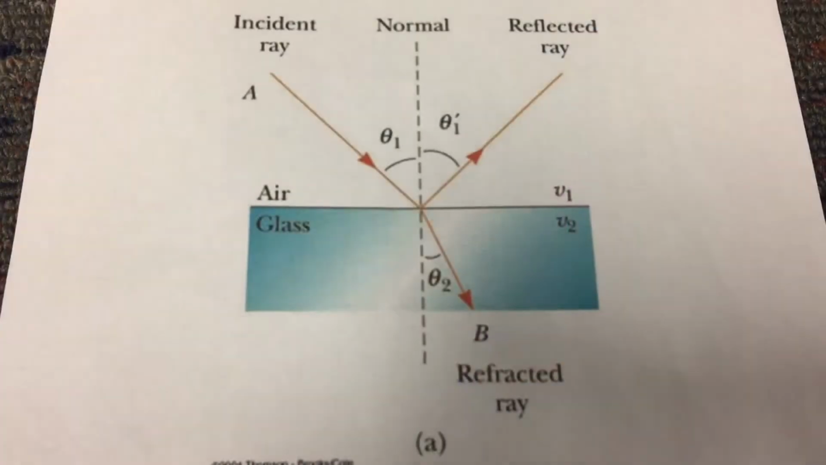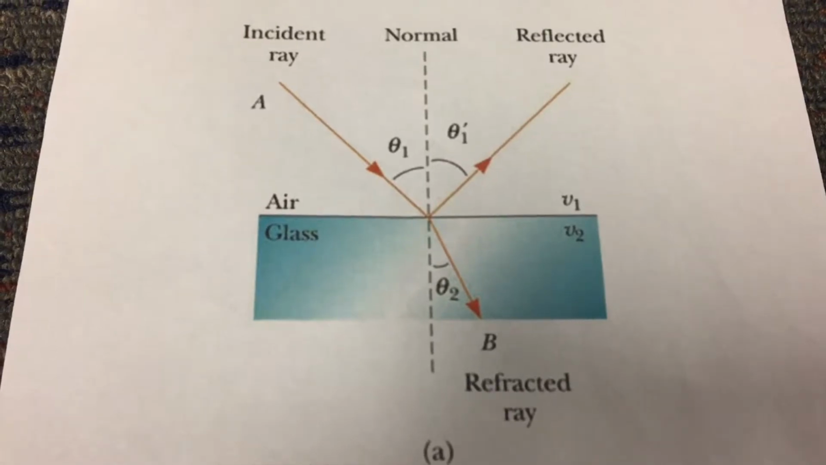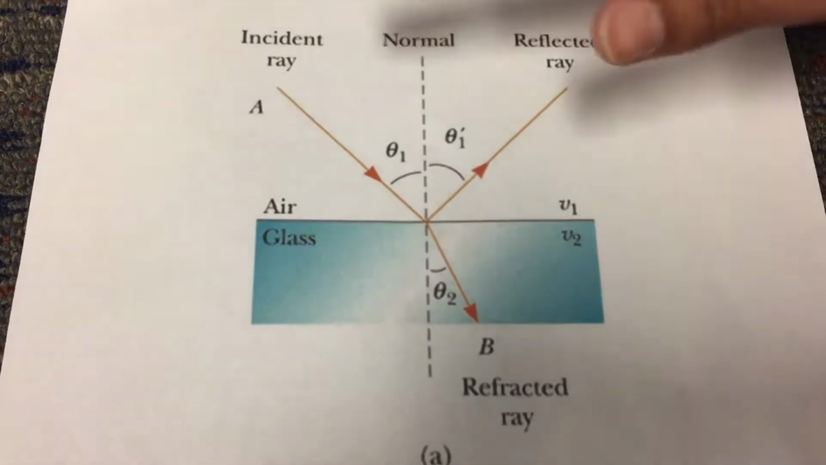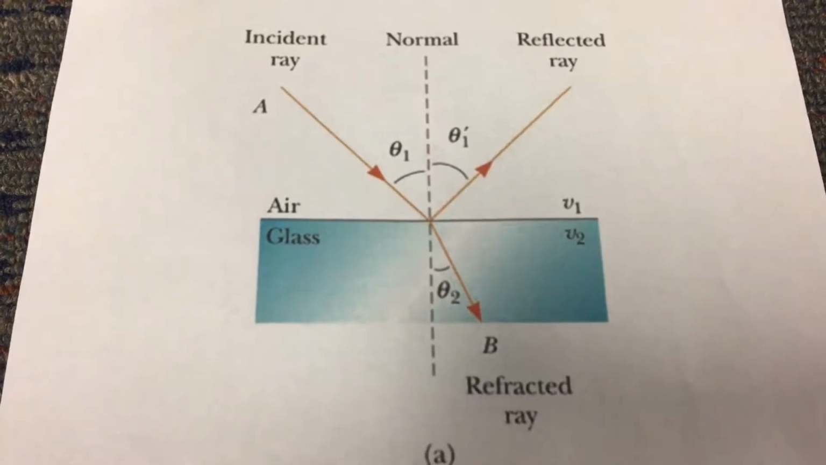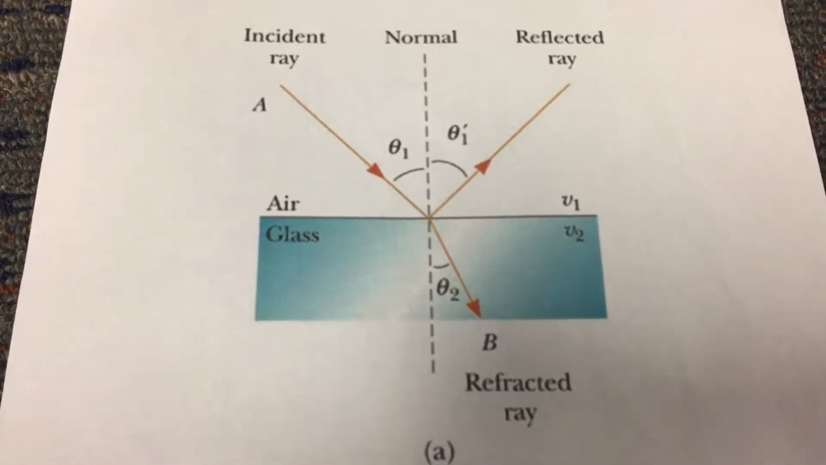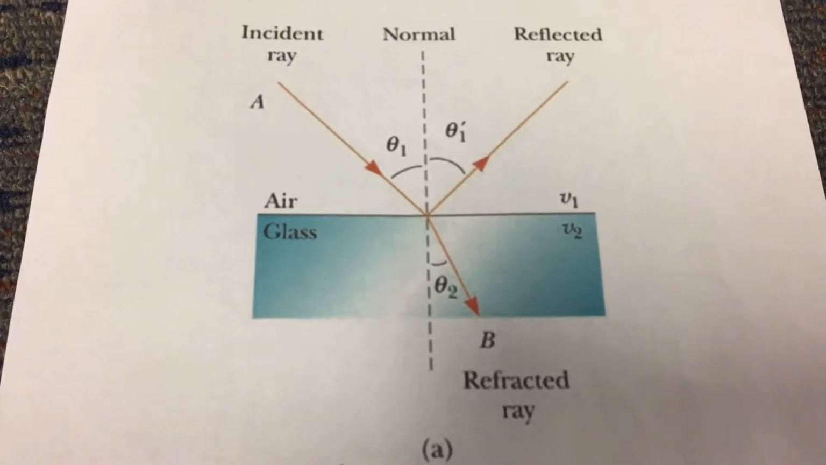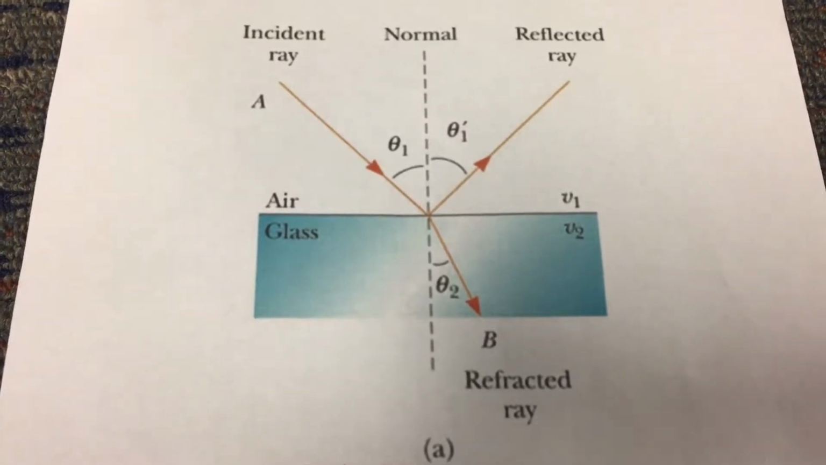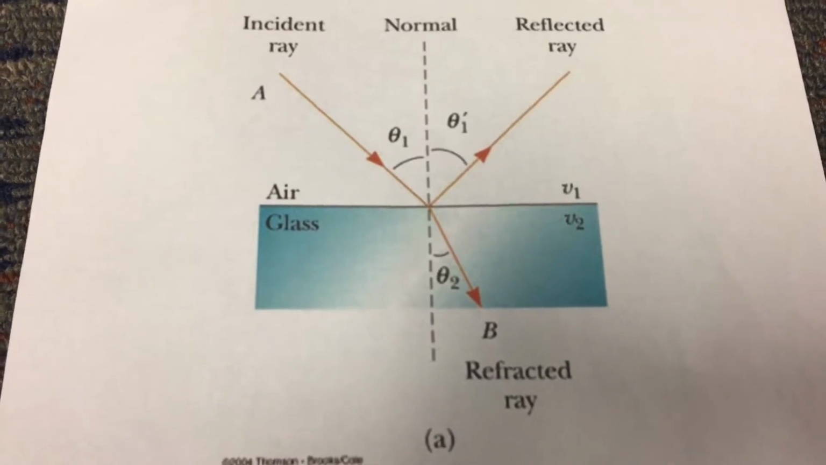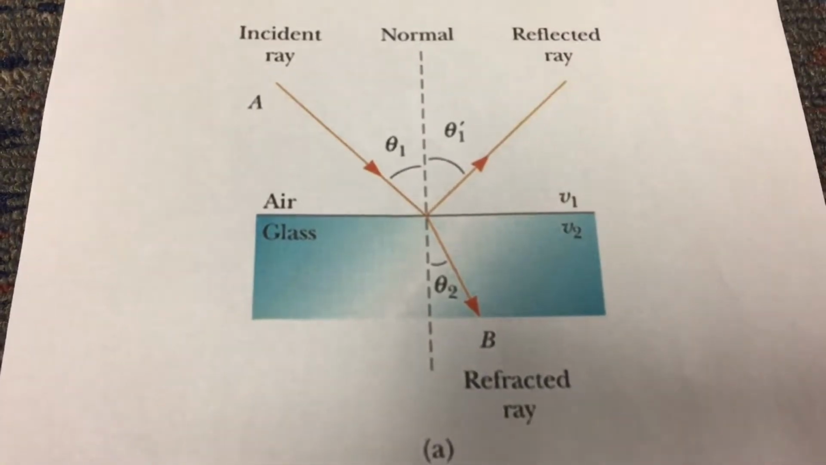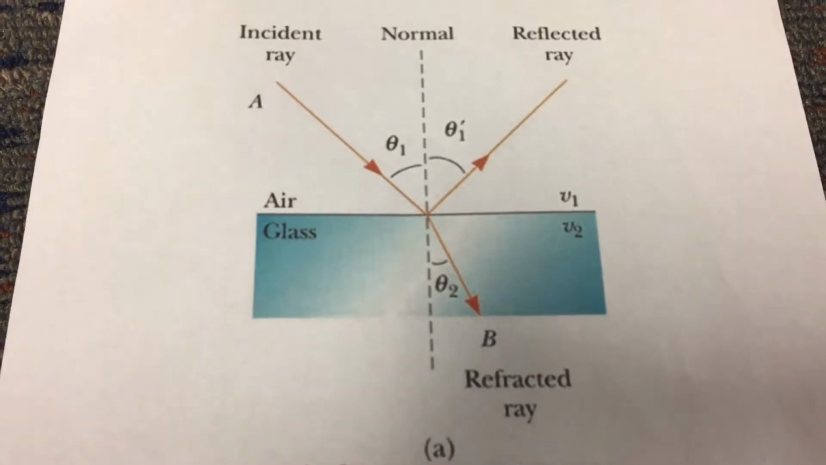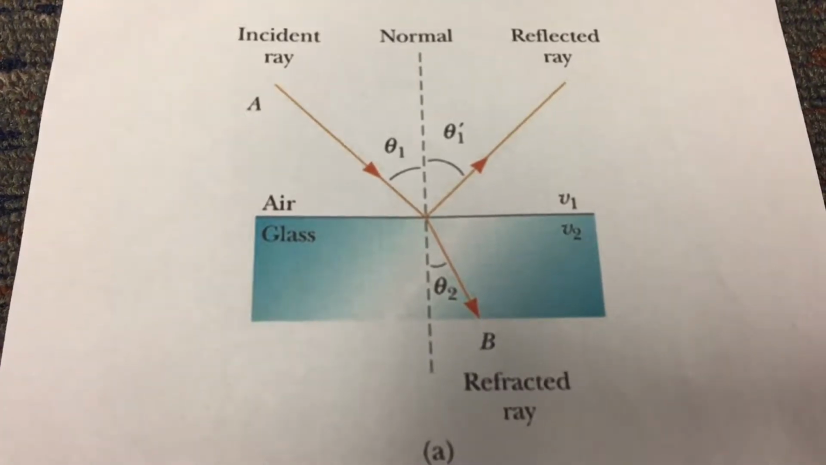Okay, so in this diagram here, the ray of light approaching the mirror is known as the incident ray, which can be labeled as I, or in this case, it is A. The ray of light that leaves the mirror is called the reflected ray, which can be labeled R or B. At the point of incidence, where the ray strikes the mirror, a line can be drawn perpendicular to the surface of the mirror. The line is known as the normal line, which can be labeled N.